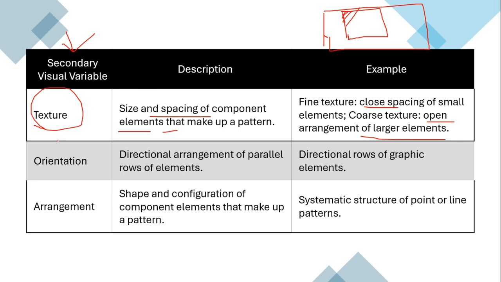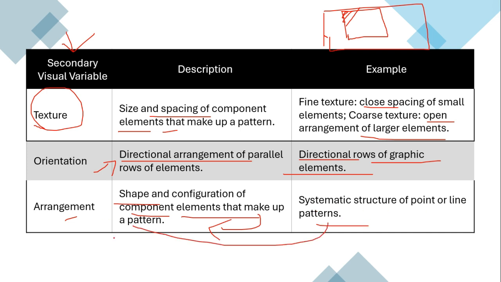Then we have orientation. Whenever we have to represent any directional arrangement, there the orientation variable is used, like a directional row of graph elements. Then arrangement, so the shape and configuration of component elements that make up a pattern, like a systematic structure of point or line pattern, that falls under the arrangement secondary visual variable.